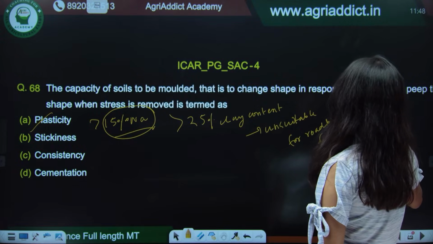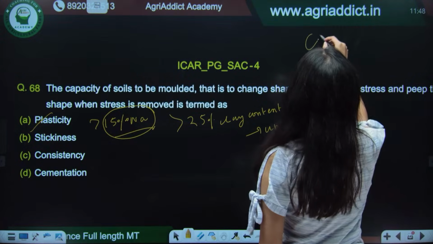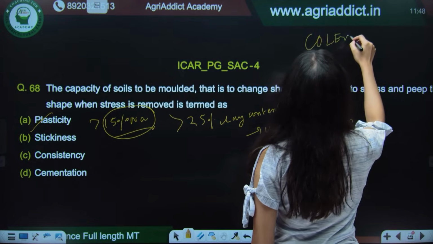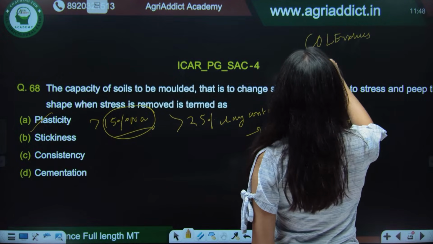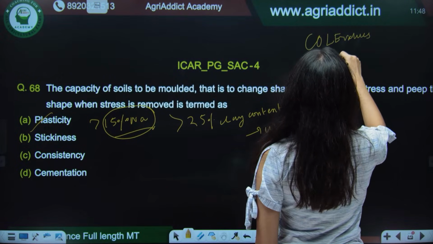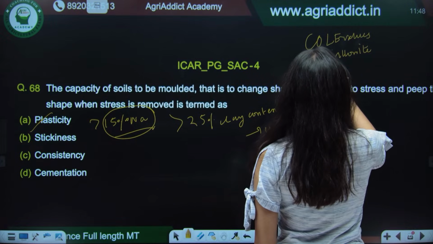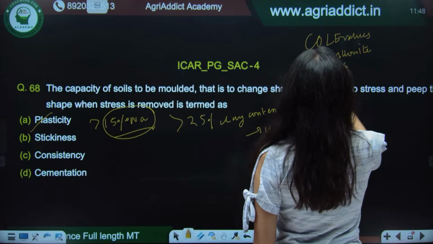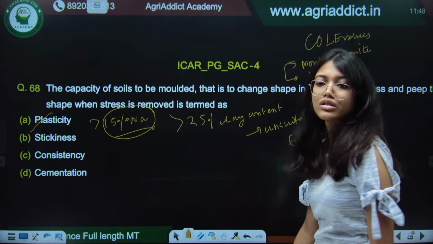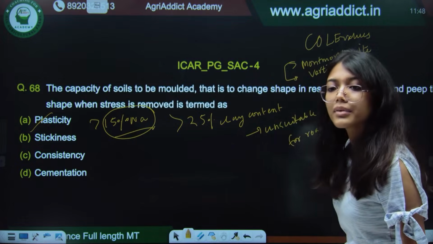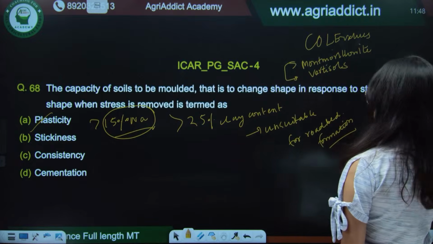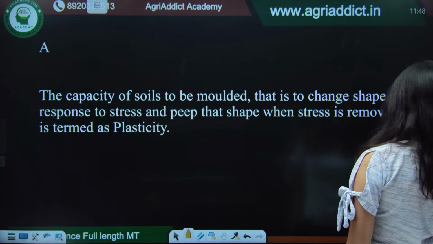Okay. So these are some of the things you have to remember along with the coal values. Coal values of montmorillonite and vertisols also you have to remember along with this. Very important. Both. Okay. Yes, option number A will be the correct answer. Not C, not D, nothing.